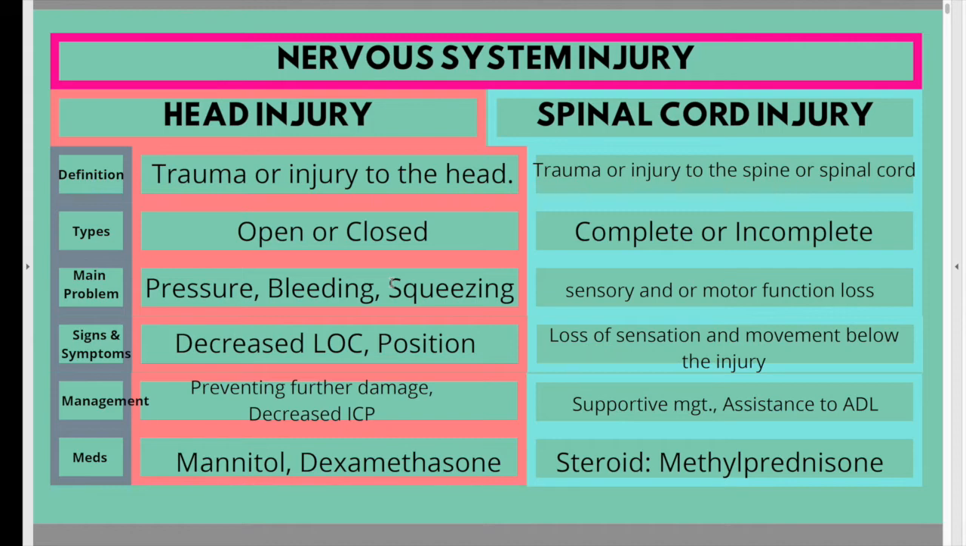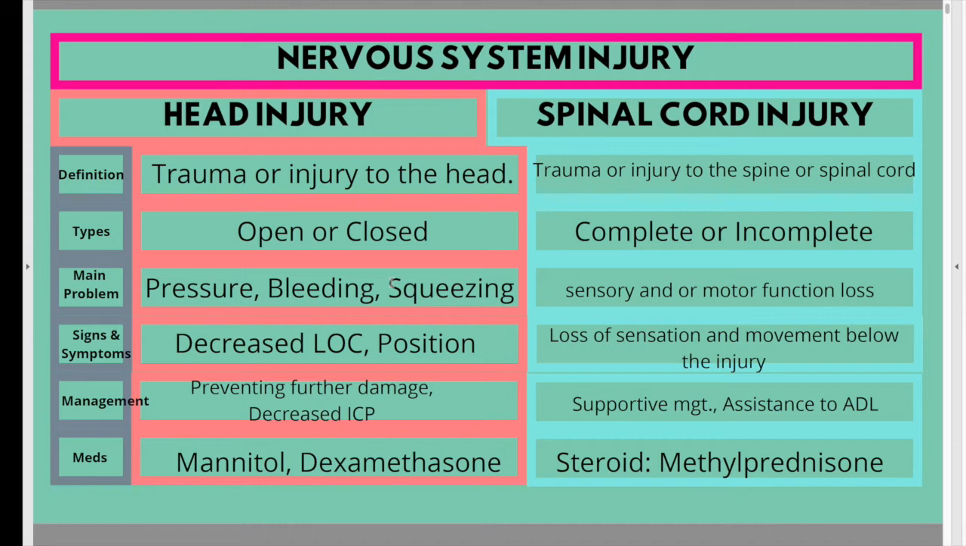Next, the main problem is the sensory and/or motor function loss, of course. Signs and symptoms: loss of sensation and movement below the injury, because we all know that the spinal cord is connected to each other. Always remember that the problem will be below the injury. So anything below the injury will be a problem when it comes to spinal cord injury.